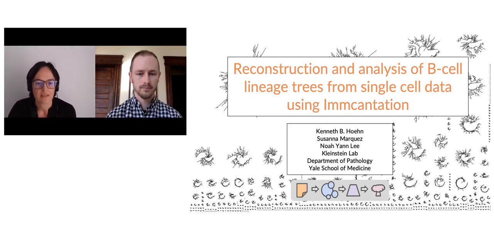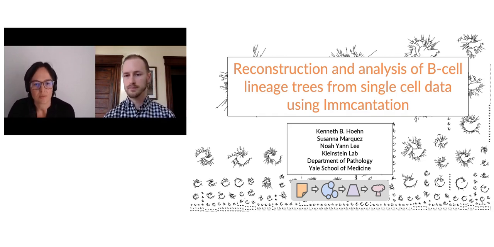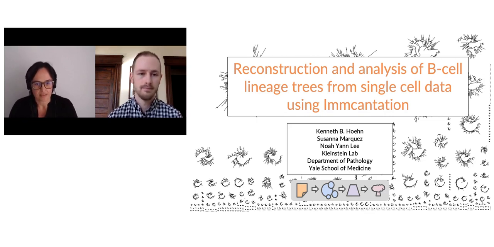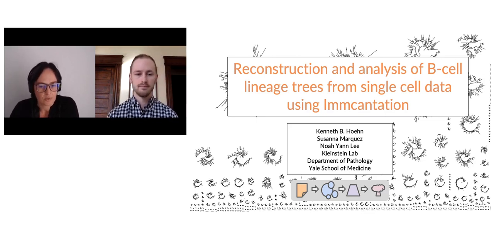As you know from the title, Reconstruction and Analysis of B-cell lineage trees from single-cell data using Immcantation, we are going to show you how to create and analyze BCR lineage trees with the most recent methods in the Immcantation suite. Many of our lineage methods have been developed by Ken Hoehn as part of his research in immune repertoire phylogenetics. Ken is a postdoc at Steve Kleinstein lab at Yale University, and I am Susanna Marquez, a bioinformatician at the same lab. Noah Lee, a computational biology PhD student at the lab, contributed to the creation of this tutorial as well.